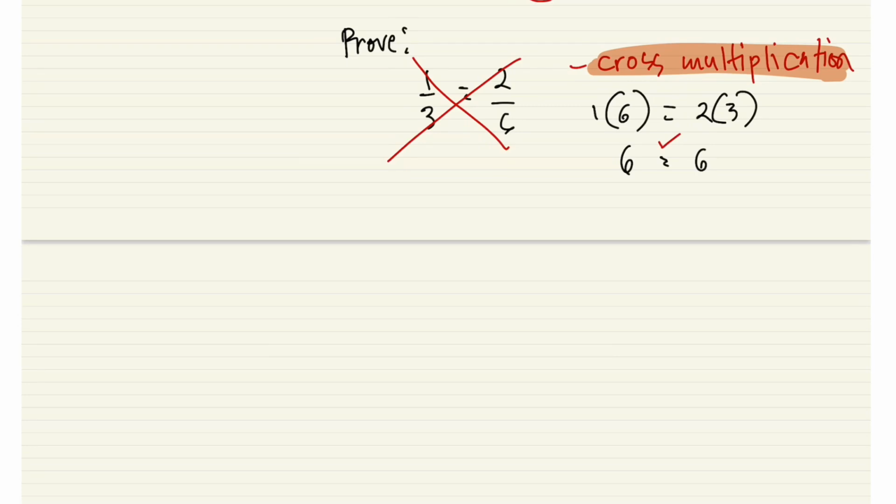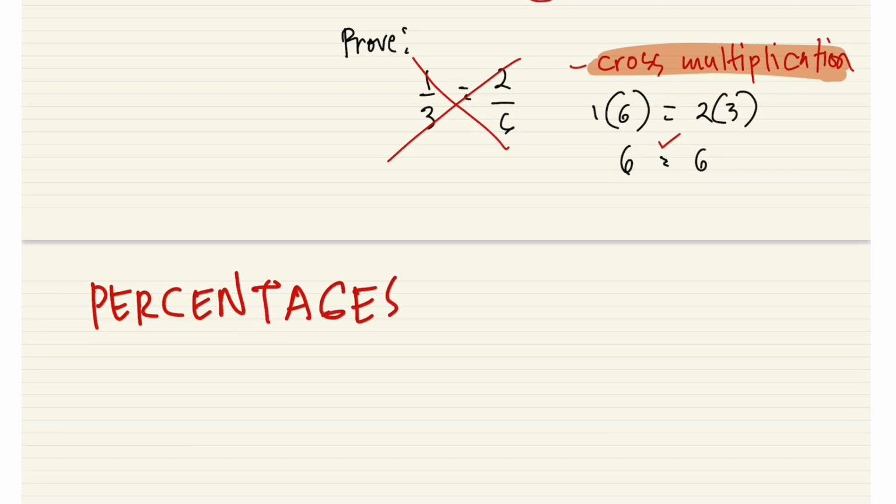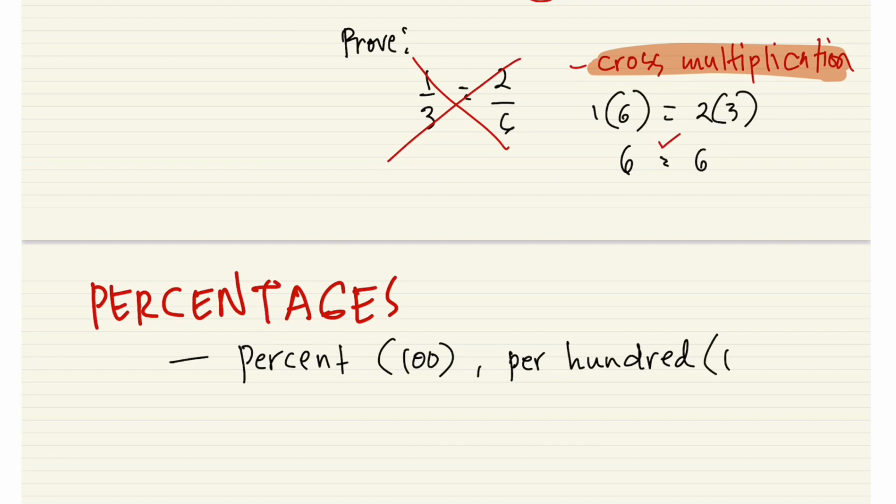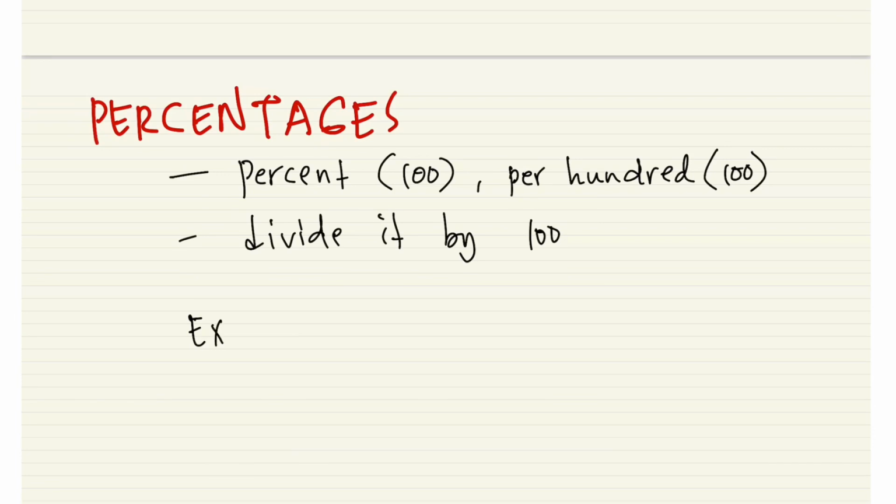Now we go for percentage. Now, what do you mean by percentages? Alright, percentage means percent, and percent means 100. Alright, or this is one way of saying per 100. So when you say percent, it means 100. So you have to think, you have to divide it by 100. All right. So let's have an example.